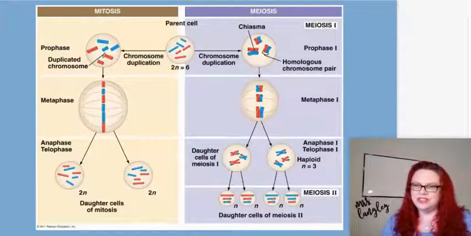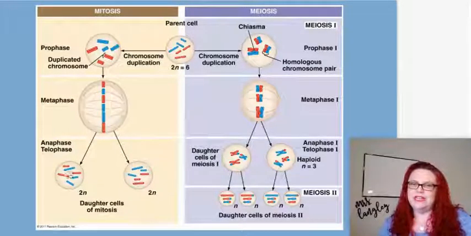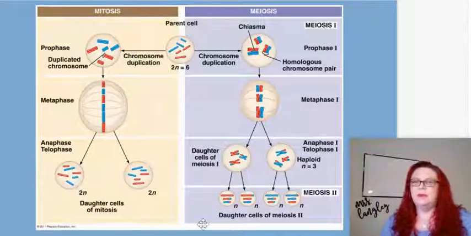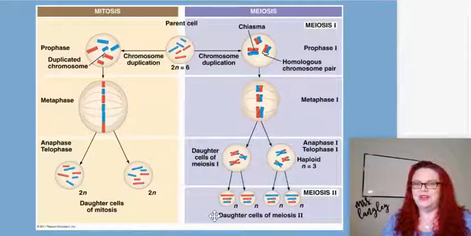So here's our visual to show you how mitosis and meiosis are different. We start with, in this case, 2n equals 6. When we're done dividing, in mitosis, we still have 2n equaling 6. But in meiosis, we wind up with cells that are n equals 3, and each one of them is different.